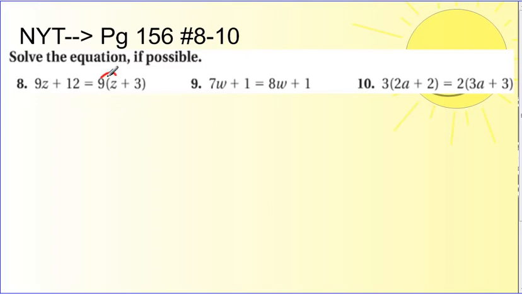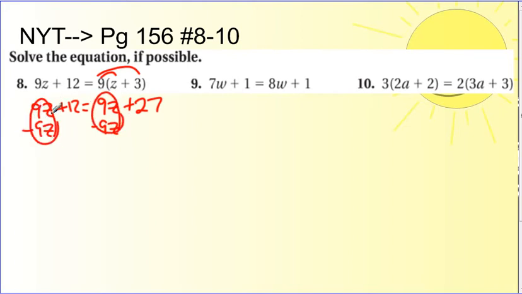I'm going to distribute. Distribute, we get 9z plus 27, 9z plus 12. I've got the same variable on both sides. If I minus 9z, these cancel out. Those cancel out. 12 equals 27. Nope. 12 does not equal 27, so this is no solution.